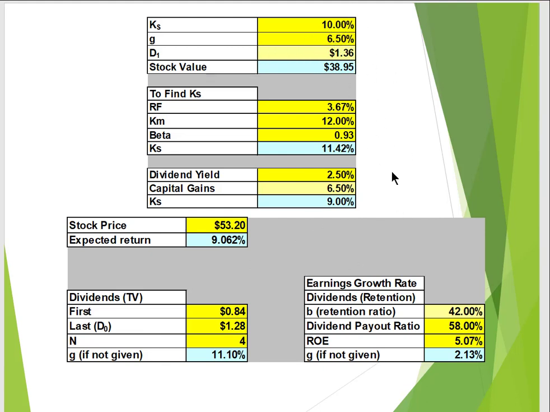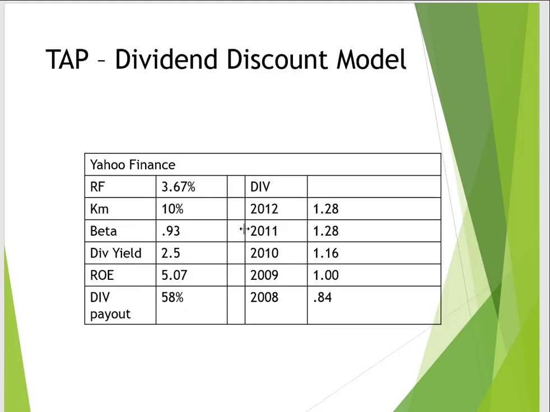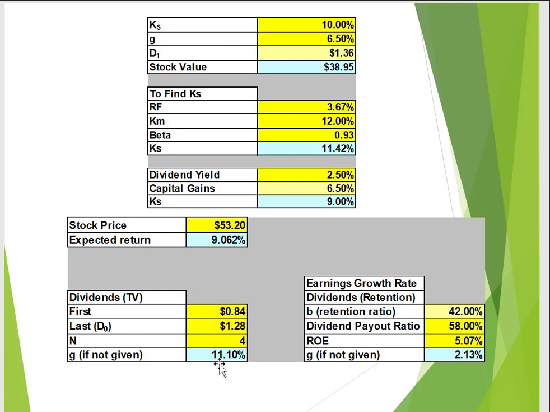How do we know the growth rate? Well, let's go down here and see. We can do it with the time value of money. Started out at 84 cents, $1.28 is D0, and N equals 4. How you do this is you just subtract. 2012 minus 2008 is 4. That means there are 4 growth periods. Sorry, so this says that the growth rate is roughly 11.18%. We can also use this earnings growth rate retention model that we just talked about.